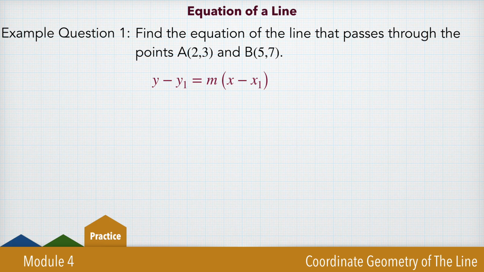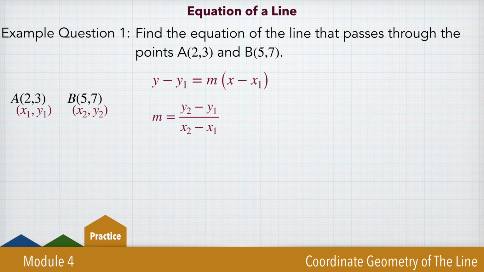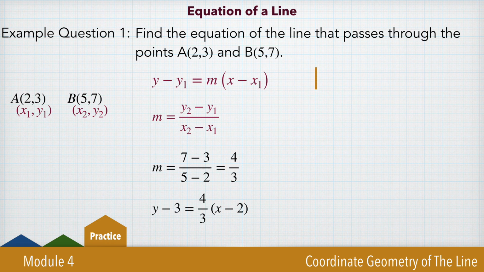To find the slope, we will use the slope formula (y2 minus y1) over (x2 minus x1). Labelling our points (x1, y1) and (x2, y2), we can substitute directly into the formula as labelled. This gives us a slope of 4 over 3. In the equation of the line formula, we will use the point A for (x1, y1) and the slope 4 over 3 for m. We must now simplify and rearrange the equation to the general format.